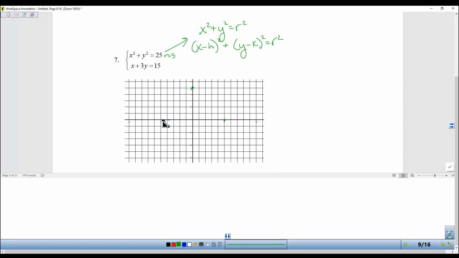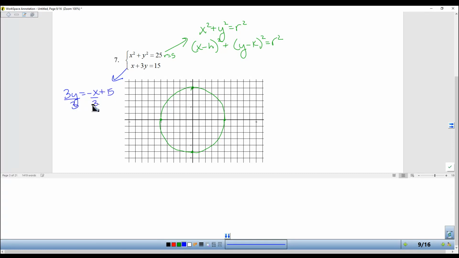So you can make a point at 5 all the way around, and then do your best to draw a circle. Try not to have it look too egg-shaped. I'm usually a little better at it if I do it as 4 separate quarters. And then my next one is a line. 3y is equal to negative x plus 15.